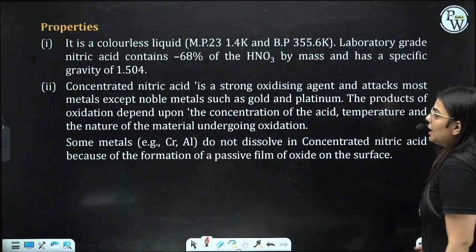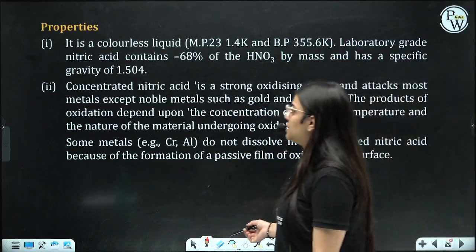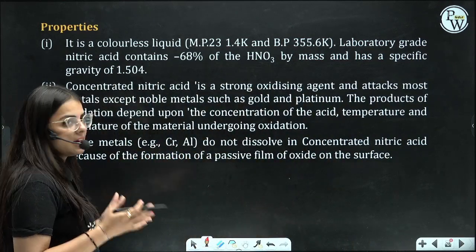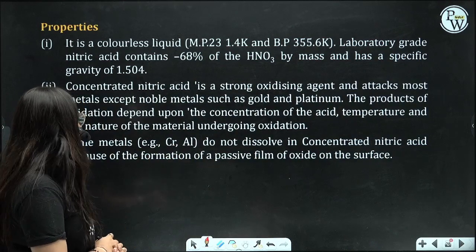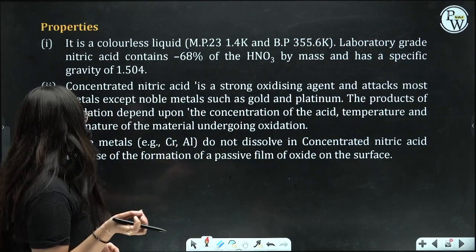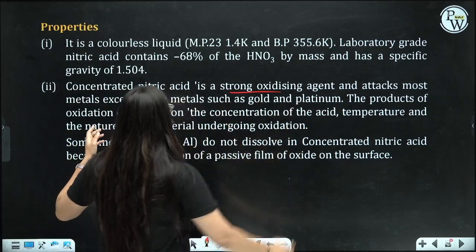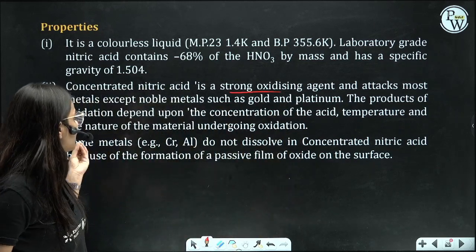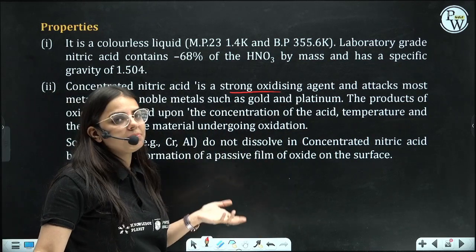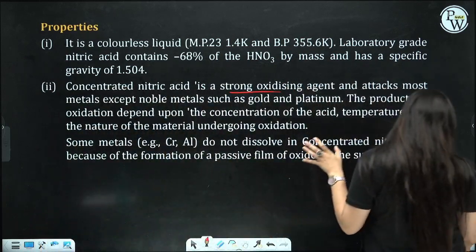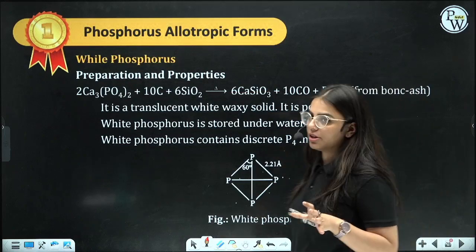Yes. Okay, students, here come some of the properties. It is a colorless liquid. Laboratory grade nitric acid contains 68% HNO3 by mass. Okay, no need to learn the specific gravity value. Concentrated nitric acid is a strong oxidizing agent and attacks most metals except the noble metals such as gold and platinum. Okay, this is further in detail, no need to go into it, just a general introduction.